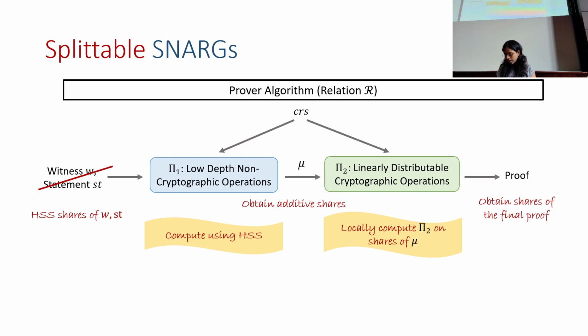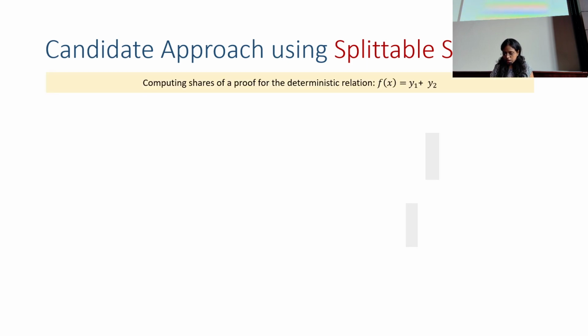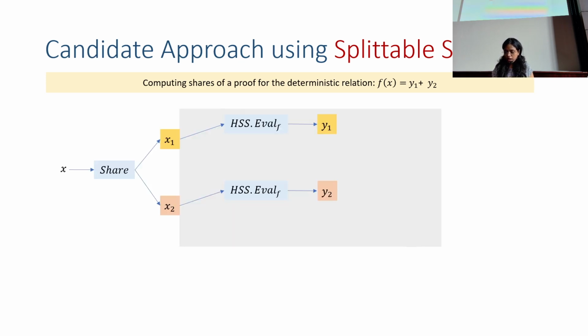Now let's see how we can use this to obtain a candidate approach for homomorphic secret sharing with verifiable evaluation. So in this construction, what we want to do is augment a regular HSS scheme to include proof shares for the following deterministic relation, which is that F computed on the initial secret shared input X results in the final candidate output Y.